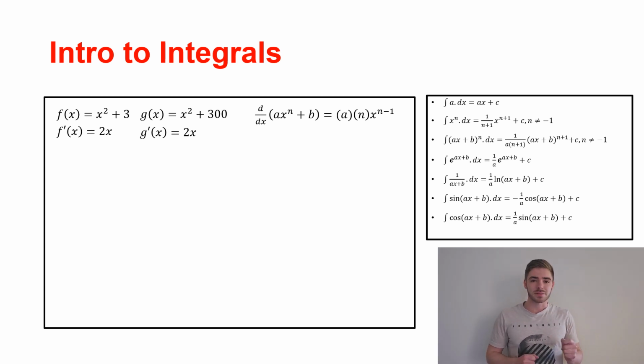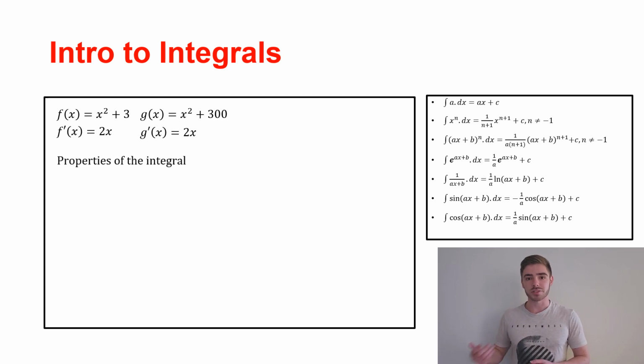Now, let's try integration. We said earlier that the integral of a function reverses the process of differentiation. So the integral of 2x should take us back to either f of x or g of x. Currently, it doesn't look like 2x actually fits on that table. The goal here is going to be to manipulate that equation until it fits on the table, and we do that by using the two key properties of the integral.